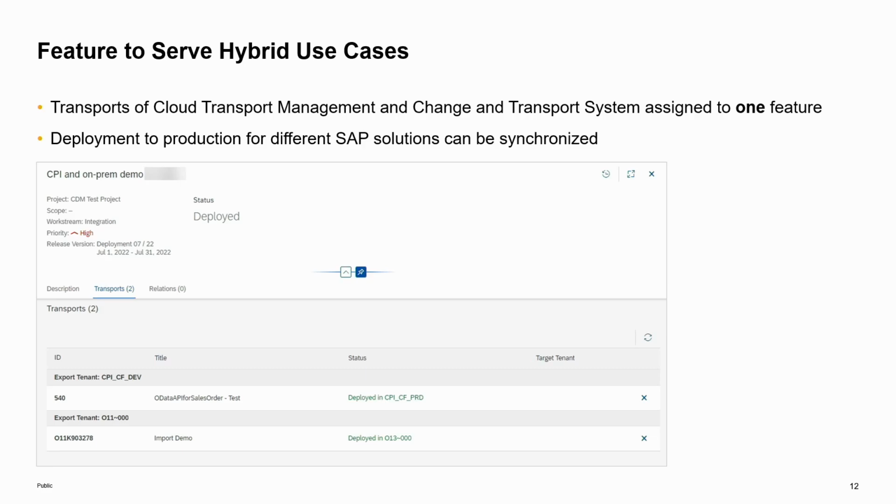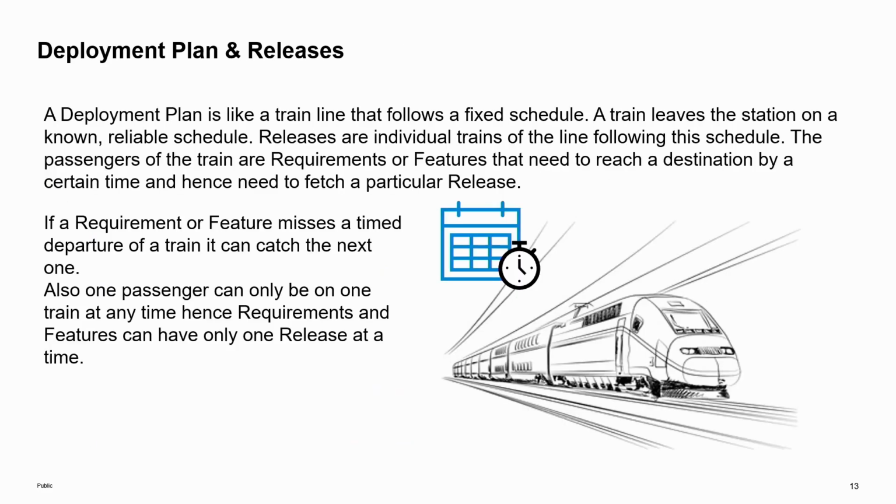a transport from the S4 system using, for example, a customizing change, and on top of that, a BTP change, which is a CPI in our case. And as you see, both transports are inside one feature. So this is exactly the feature which is the vehicle to have this synchronization and to ensure this synchronization, that we are moving through the landscape in an exact synchronous way.